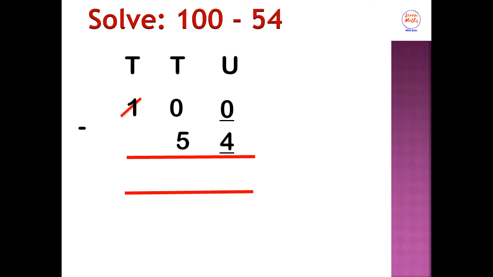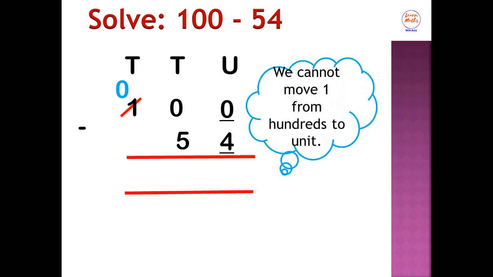Borrow 1 from 1, we have 0. Now you cannot move 1 from 100 to units. No, we can't. Don't forget the rules of place value. We cannot. So we move 1 to tens. You can see 10. We move the 1 to tens, and then you have 10. When we now borrow 1 from 10, we'll have 9. Then we take the 1 to units.